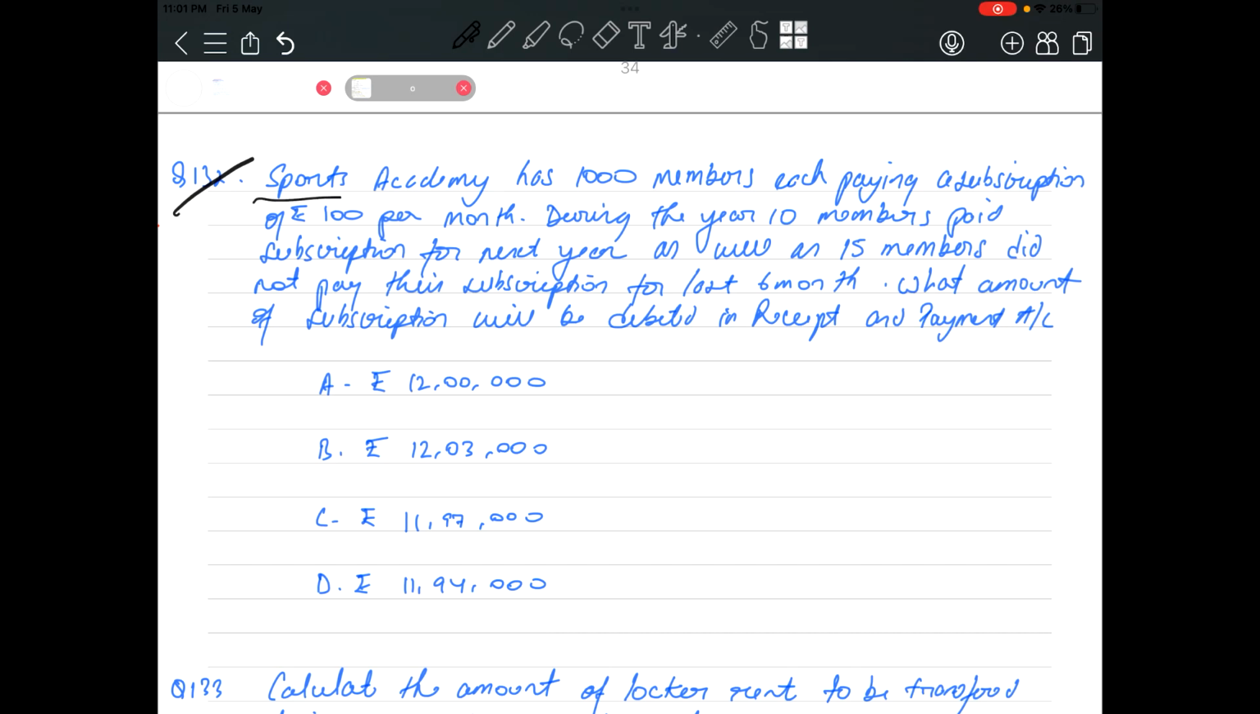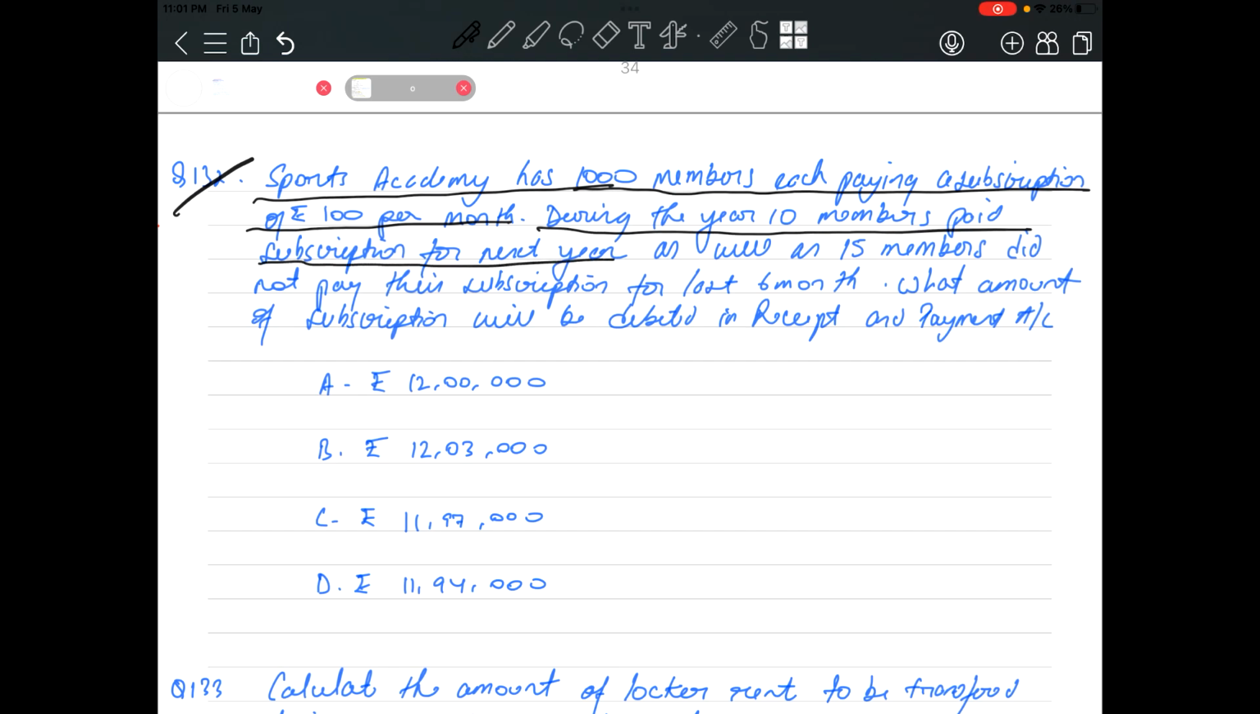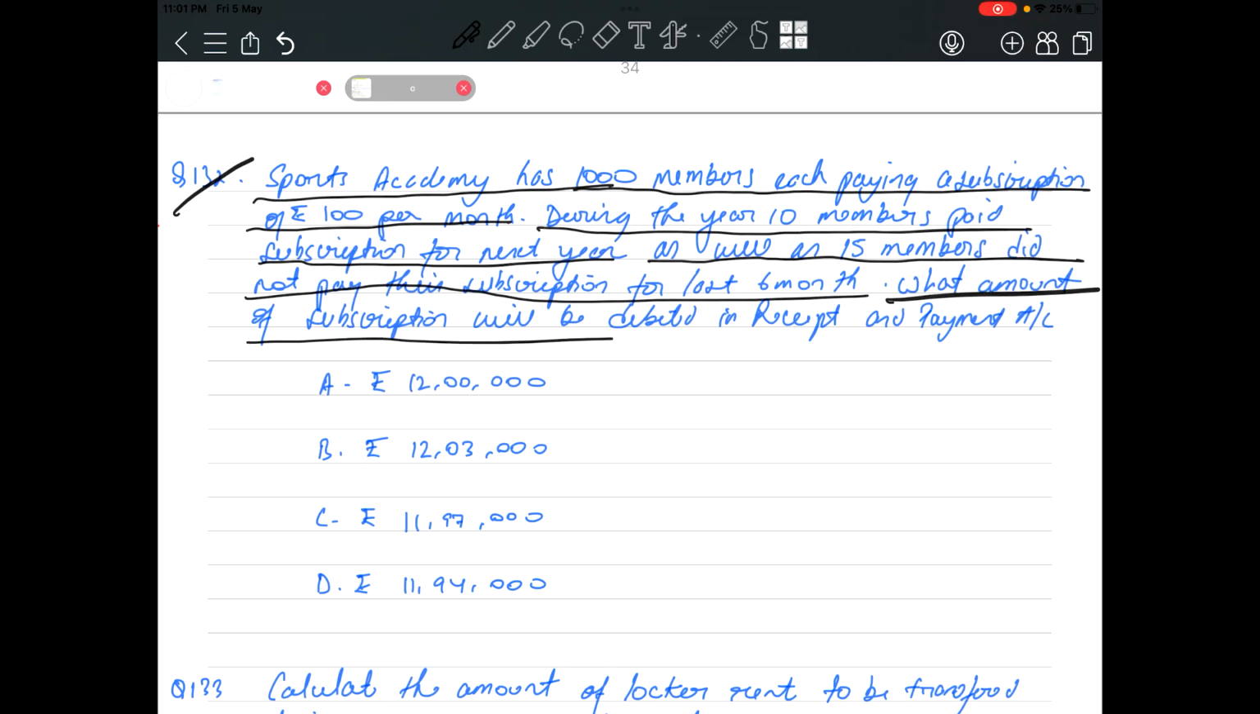Question number 32. Sports Academy has 1000 members, each paying a subscription of 100 per month. During the year, 10 members paid subscription for next year, so this is the advance subscription paid, as well as 15 members did not pay their subscription for the last 6 months. What amount of subscription will be debited in receipt and payment account?